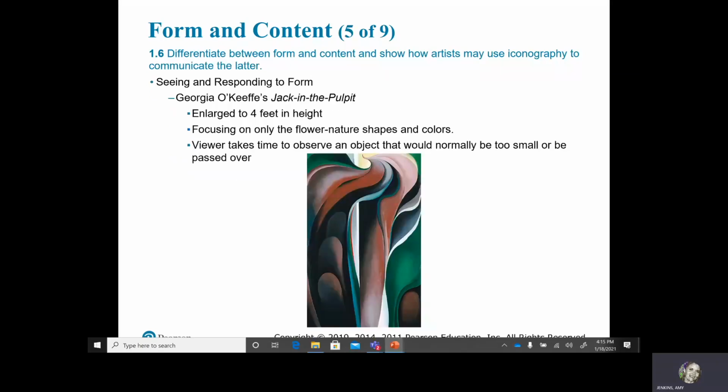Seeing and responding to form. This is Georgia O'Keeffe's Jack in the Pulpit. It's a flower painting. It's enlarged to 4 feet in height. It's focusing only on the flower, nature, shapes, and colors. The viewer has to take time to observe an object that would normally be too small or passed over. So she makes it 4 feet high, big, and really close up and you can't recognize it very quickly that it is a plant.